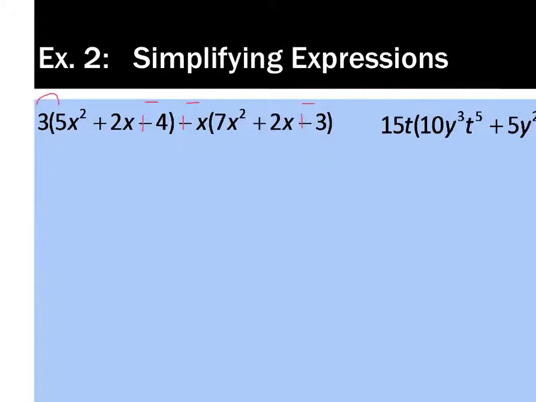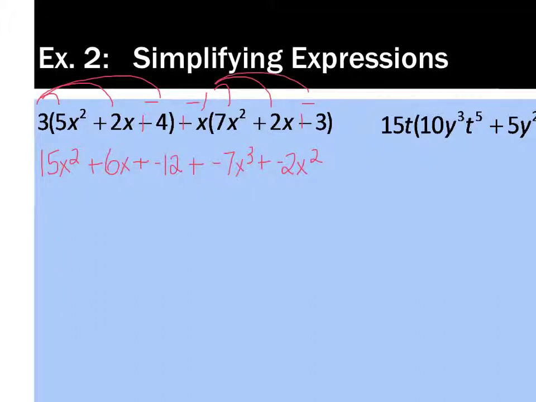So 3 times 5x to the second would be 15x to the second, plus 3 times 2x is going to be 6x, plus 3 times negative 4 is negative 12. And then if we distribute the second set of parentheses, remember that negative in front of the x is like a negative 1. So negative 1x times 7x squared would be negative 7x to the third. And then negative 1x times 2x would be negative 2x to the second. And then negative 1x times negative 3 would be a positive 3x.